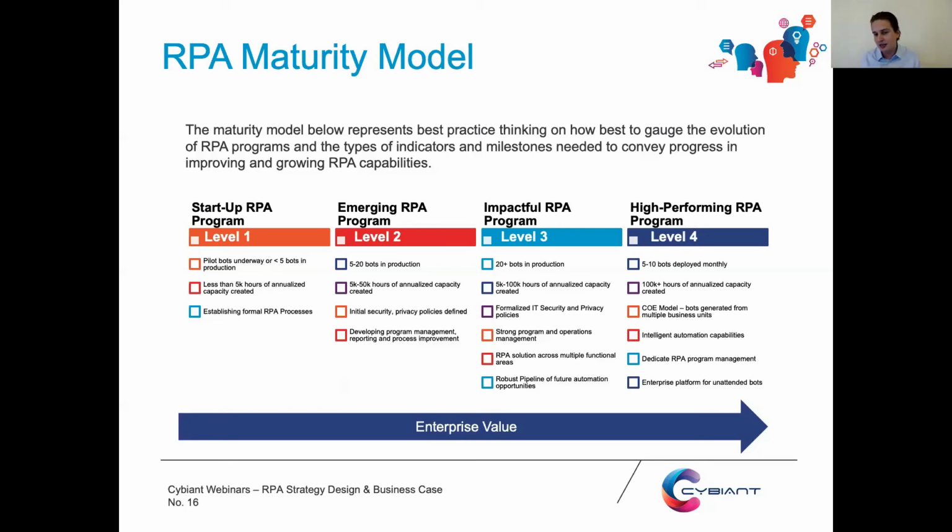So in a very summary slide, you see that there is these 4 levels that will help you move from a startup RPA program all the way towards a high-performing RPA program. And typically organizations progress with experience over time to move from level 1 towards level 4. And you see it with the arrow at the bottom of the slide, that as you move along in this process, you will get more and more enterprise value. So that's really in step number 2, the most important thing is to assess where you are.